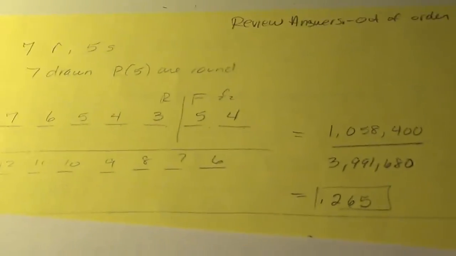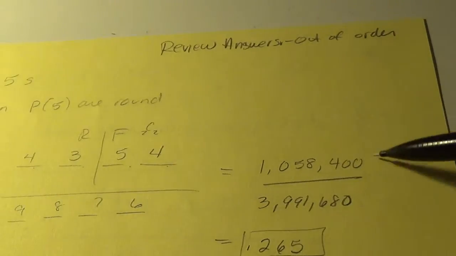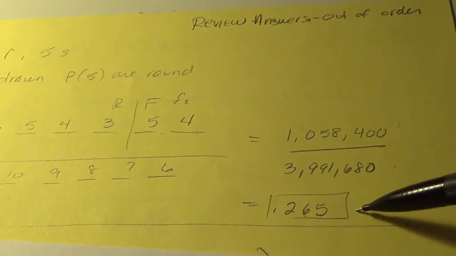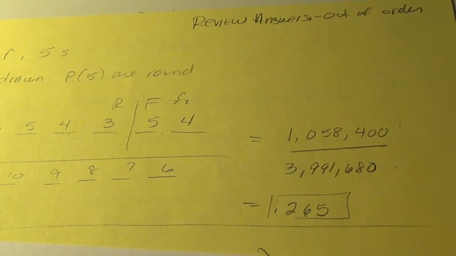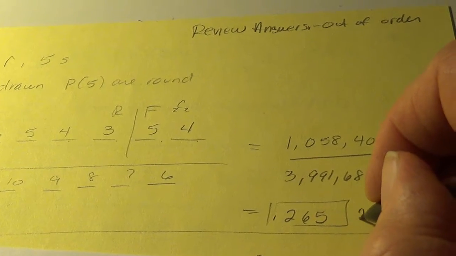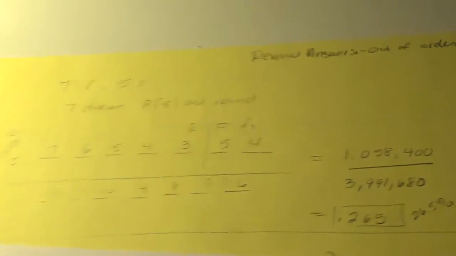So here's where I multiply those numbers out. And I got these numbers, which gave me a decimal of 0.265. So that's like, this will happen 26.5% of the time.